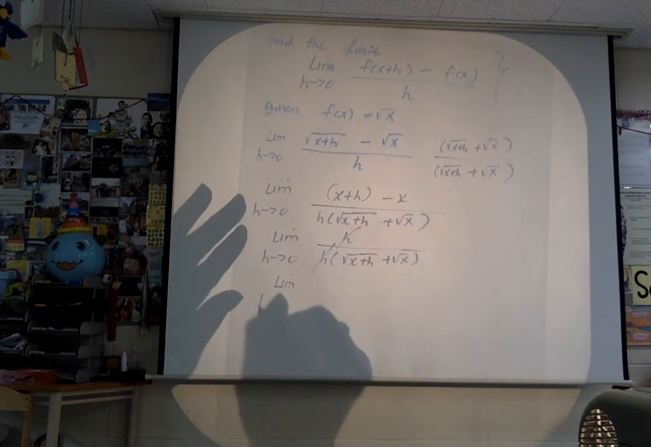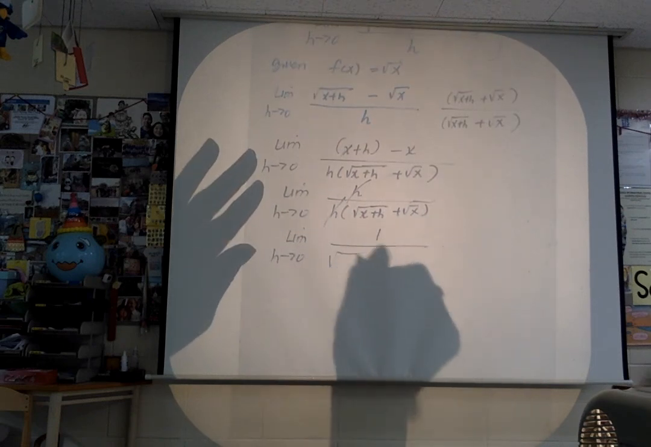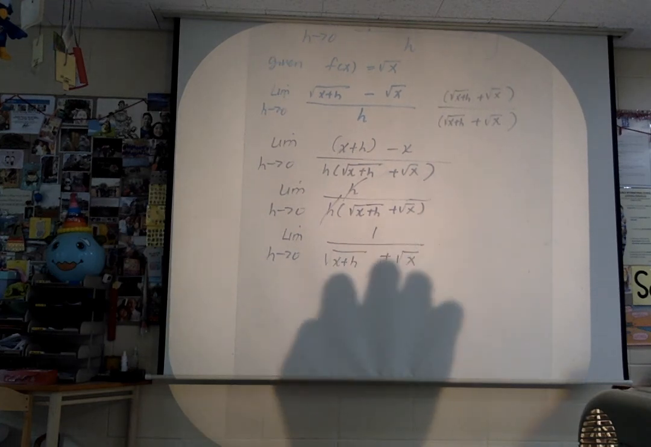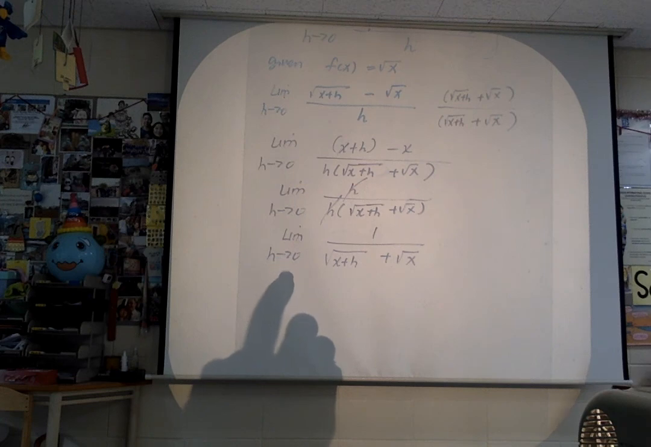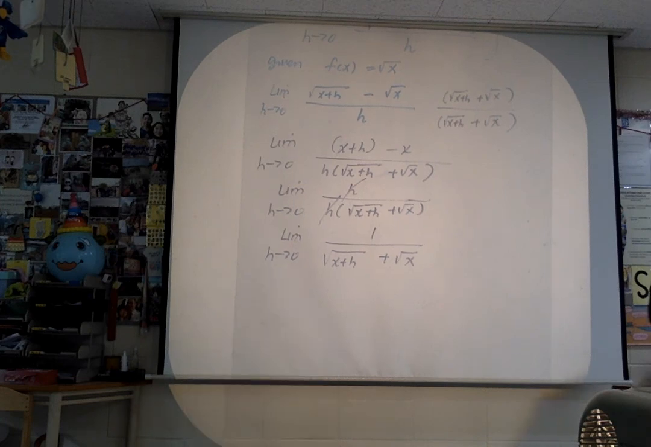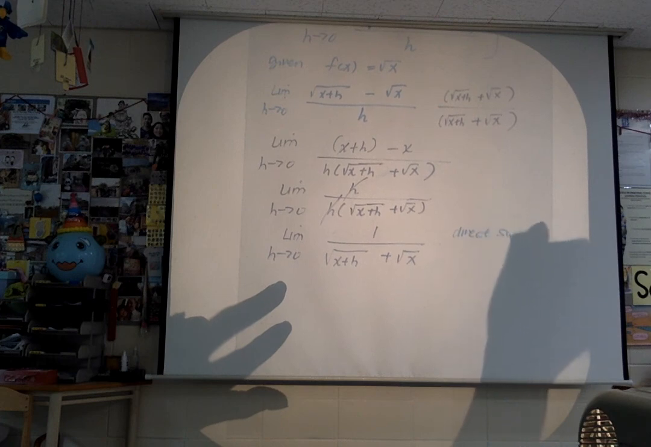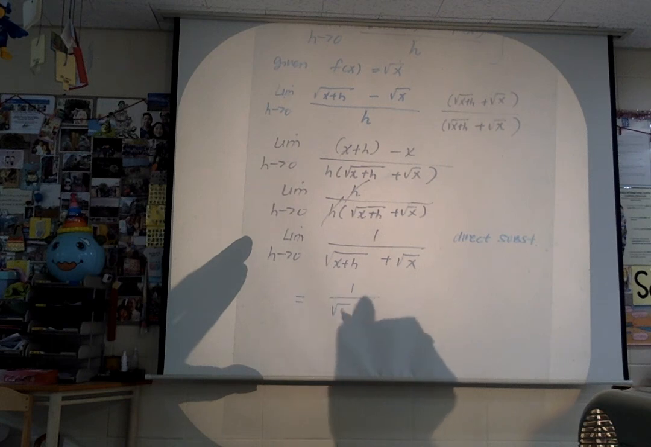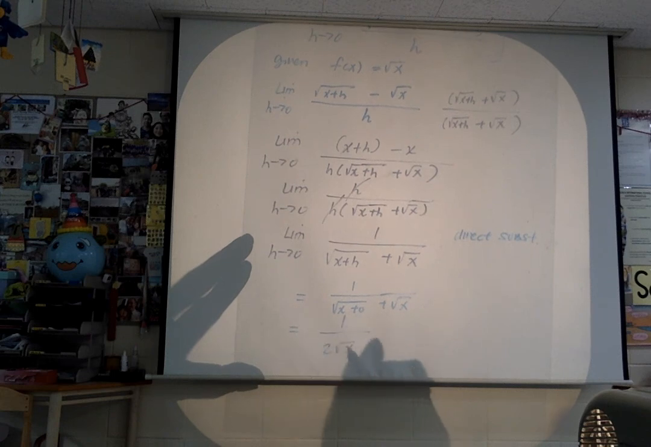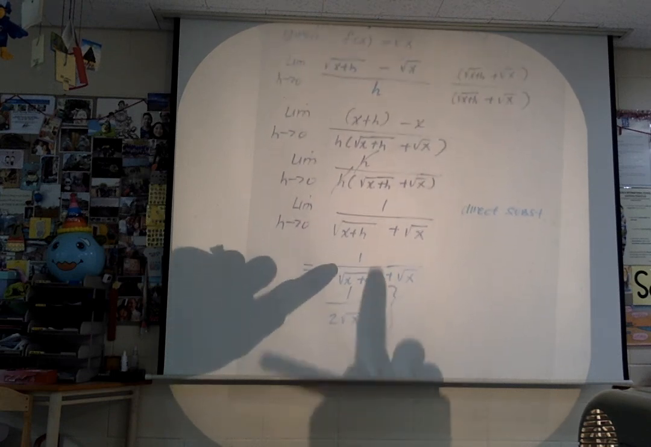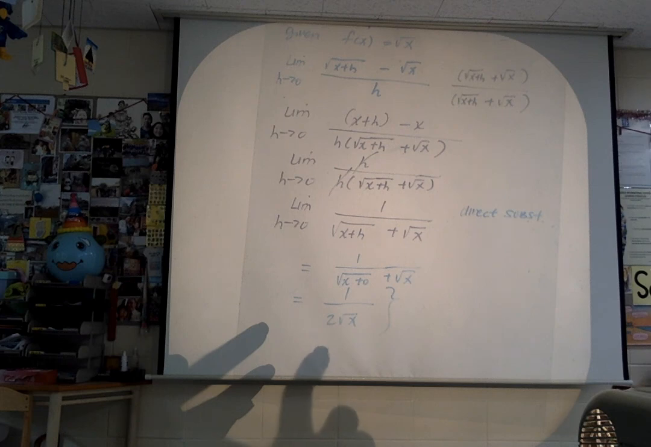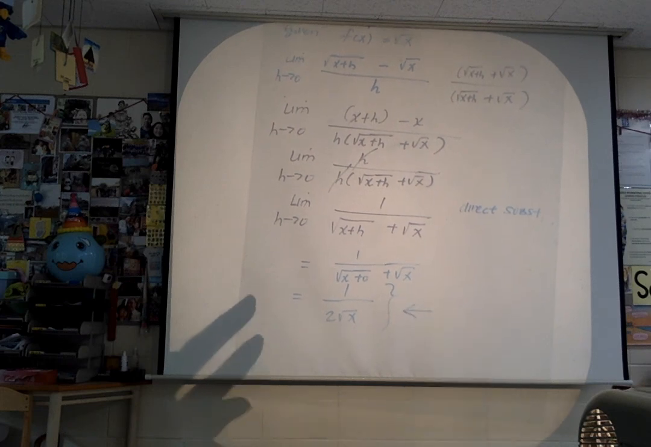So you get the limit as h approaches 0 of 1 over square root of x plus h plus square root of x. Now, there's not going to be any problems here if I directly substitute 0 for h, right? So let's directly substitute. When I do that, I get 1 over square root of x plus 0, because h is 0, plus square root of x. So you get 1 over 2 square root of x. This is the limit. And you'll see what this really means later.